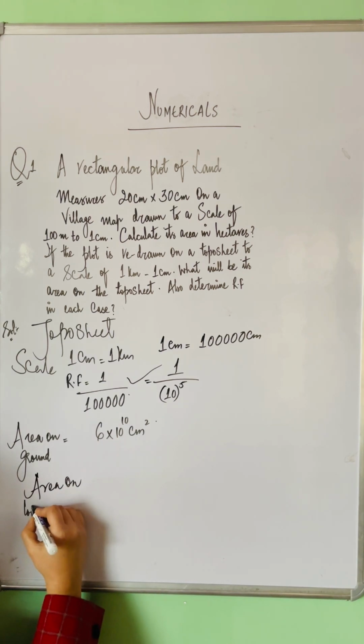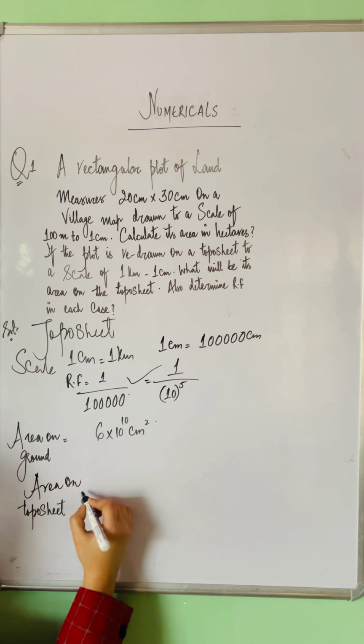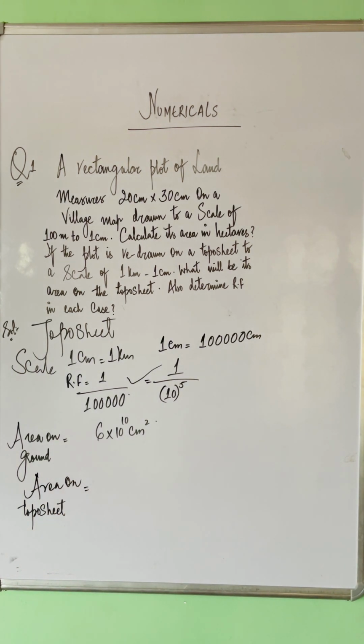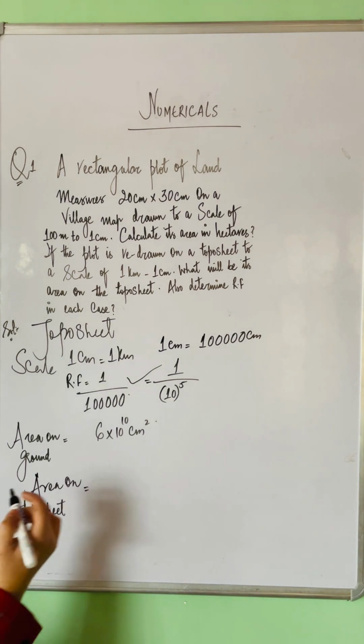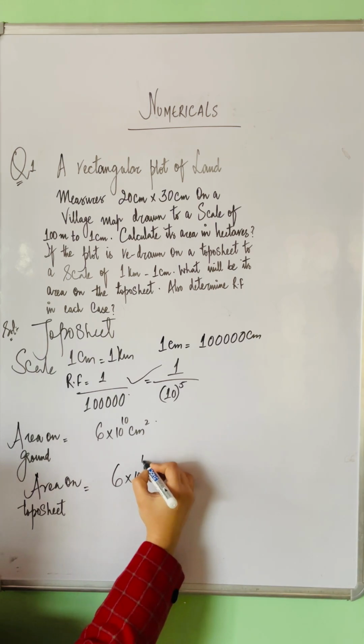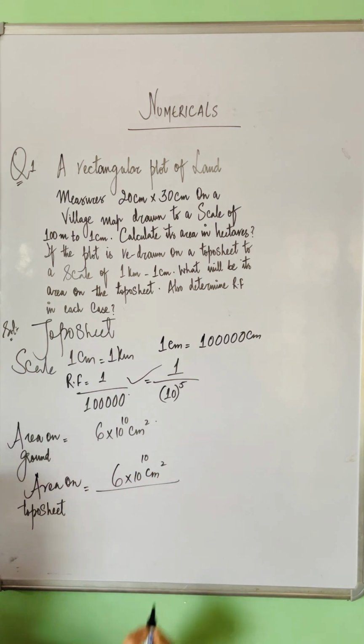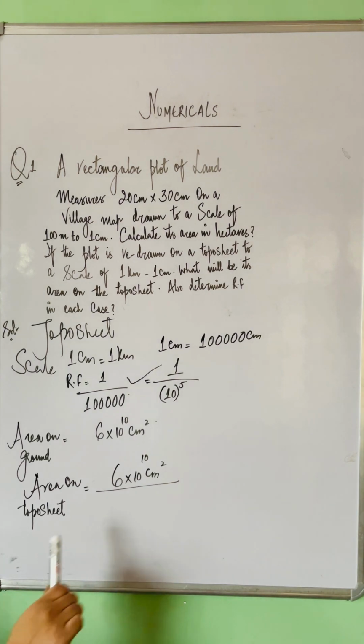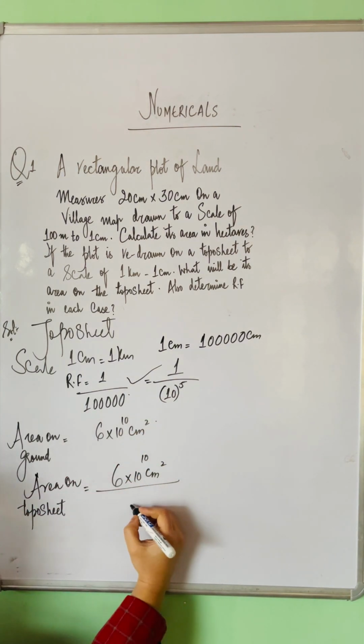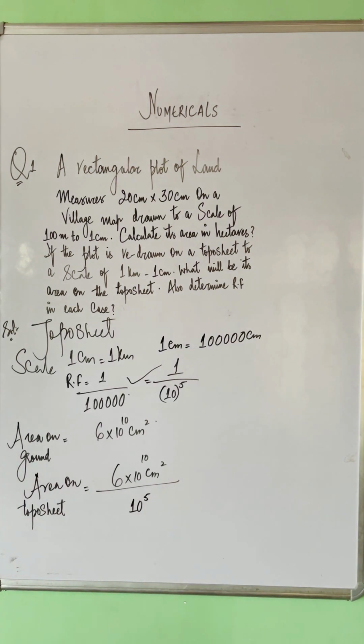Area on topo sheet. What is the scale? That every 1 centimeter on the map is equivalent to this much centimeters, 10 raised power 5 centimeters on the ground. So if I have to redraw this, how shall I arrive at the answer? 6 into 10 raised power 10 centimeter square is the area on the ground. But I have to use the scale. So I will divide it by this 10 raised power 5 because every 1 centimeter on this topo sheet represents 10 raised power 5 centimeters on the ground.